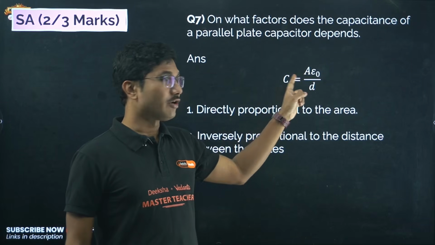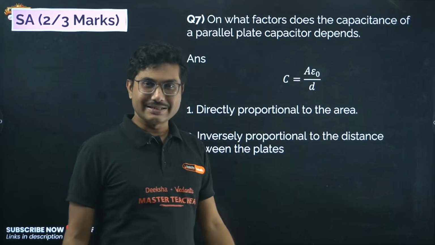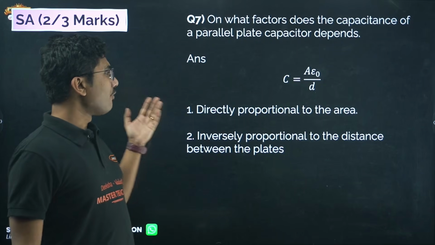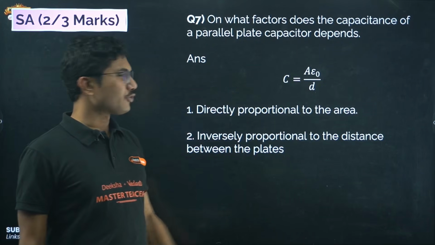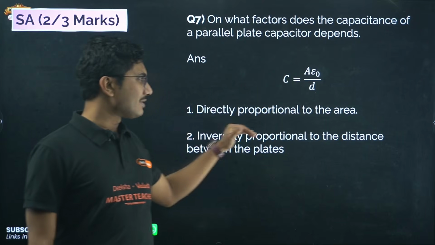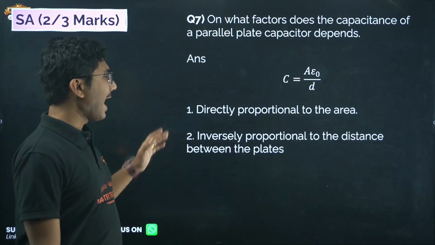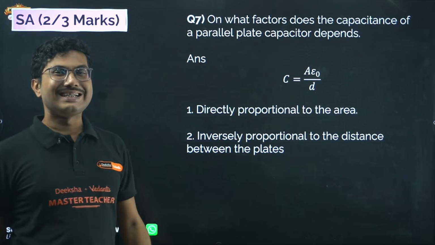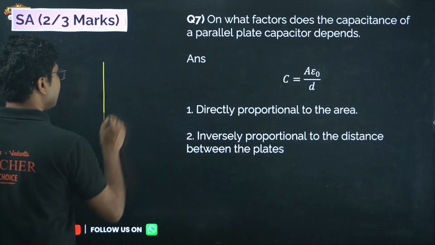Okay, permittivity of free space, and D is the distance between the plates. So obviously we can see that C is directly proportional to area, so capacitance is directly proportional to area, and it is inversely proportional to the distance between the plates. So this is the capacitor plate.